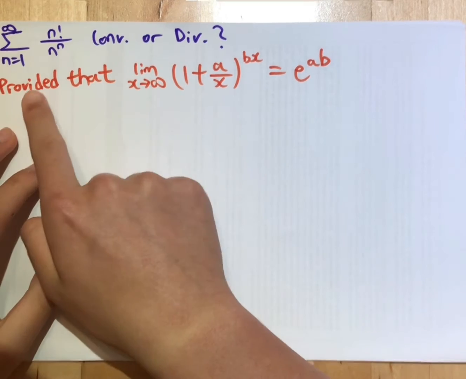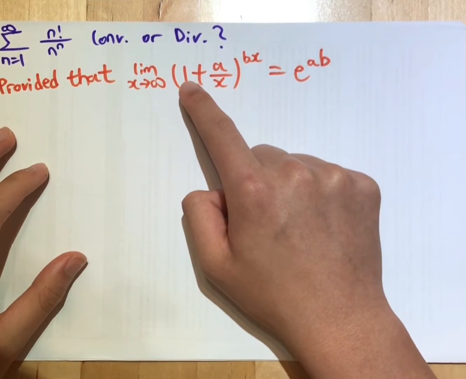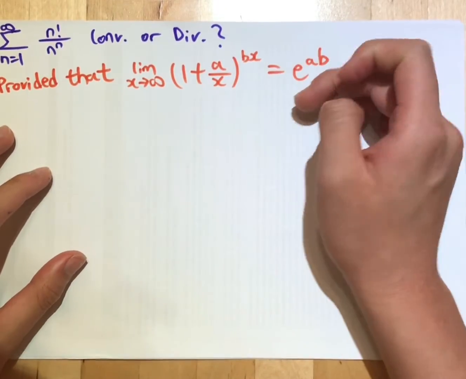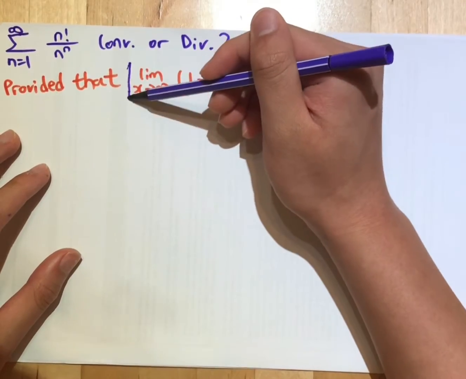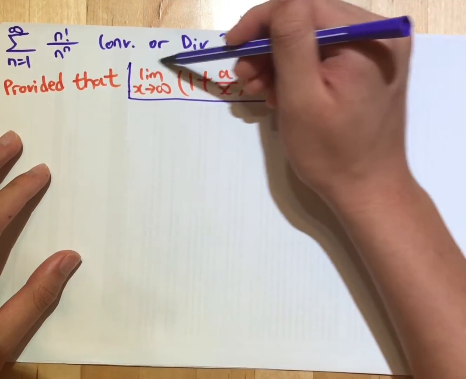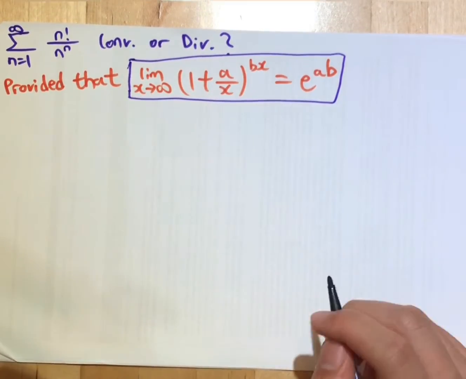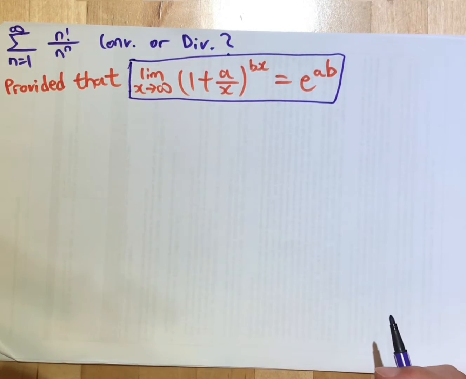We are also provided that the limit as x approaches infinity of (1 plus a over x) to the bx is actually equal to e to the ab, and I have also made a video proving this to you guys. You can watch it in the description. Okay, so let's start.